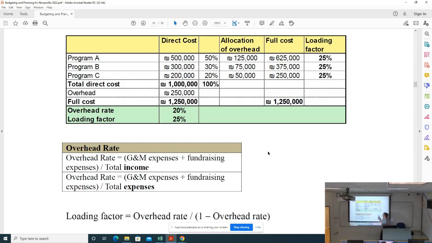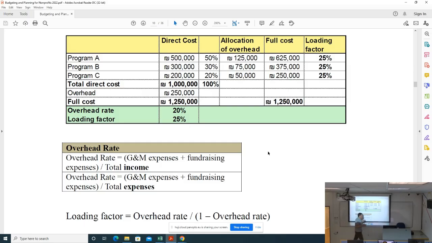Now, if you check, what is 125 out of 500? You will find out that this is 25%. What is 75,000 out of 300? Also 25%. What is 50 out of 200? This is easy. You can do it in your head. Also 25%. So there is a phenomenon. This is something obviously mathematical. I'm not going to enter into mathematical proof. It's not important. But it is inherent in the direct apportionment method that there is a fixed percentage which we load on each program in order to get from the direct to the full cost.